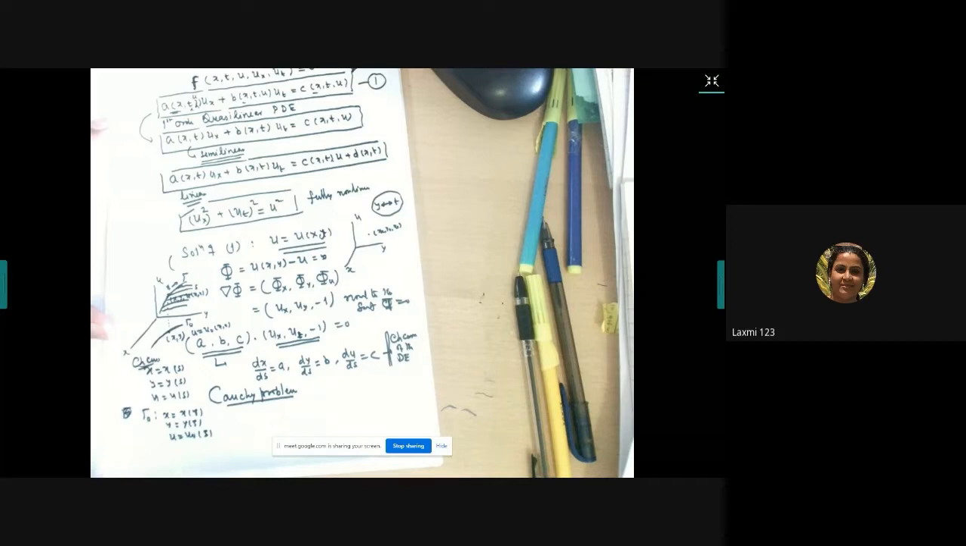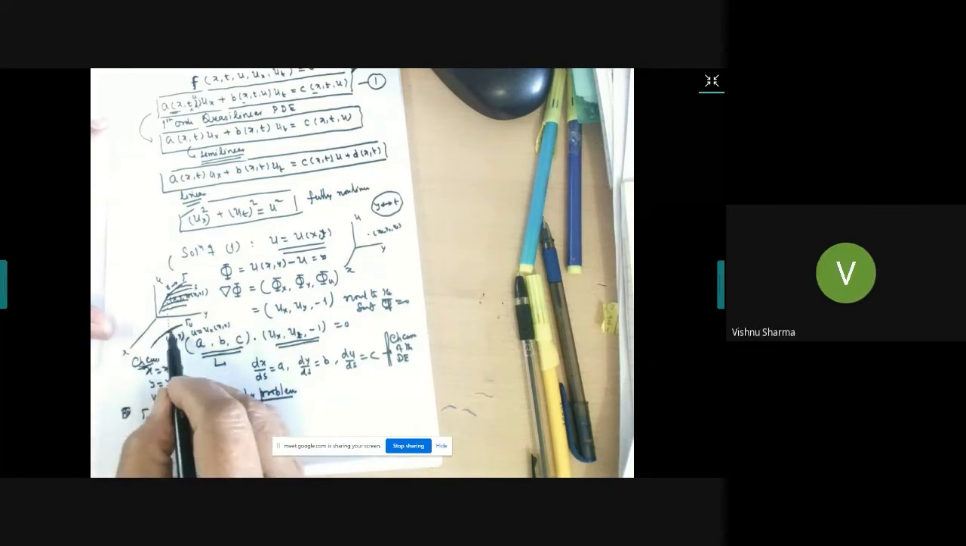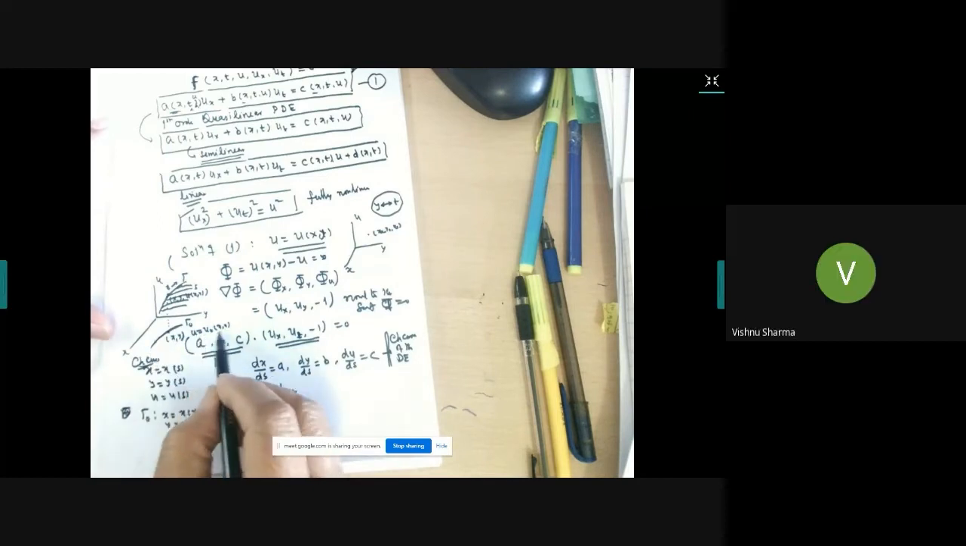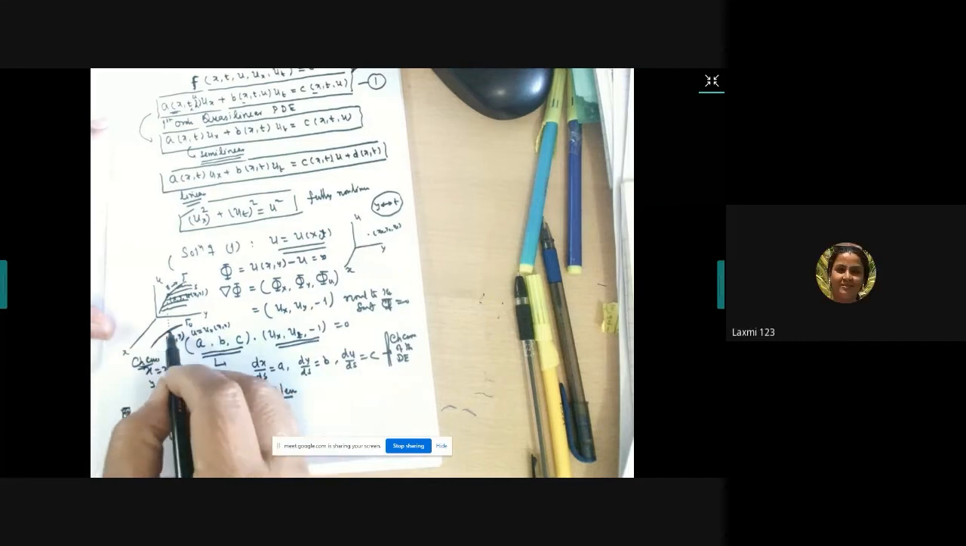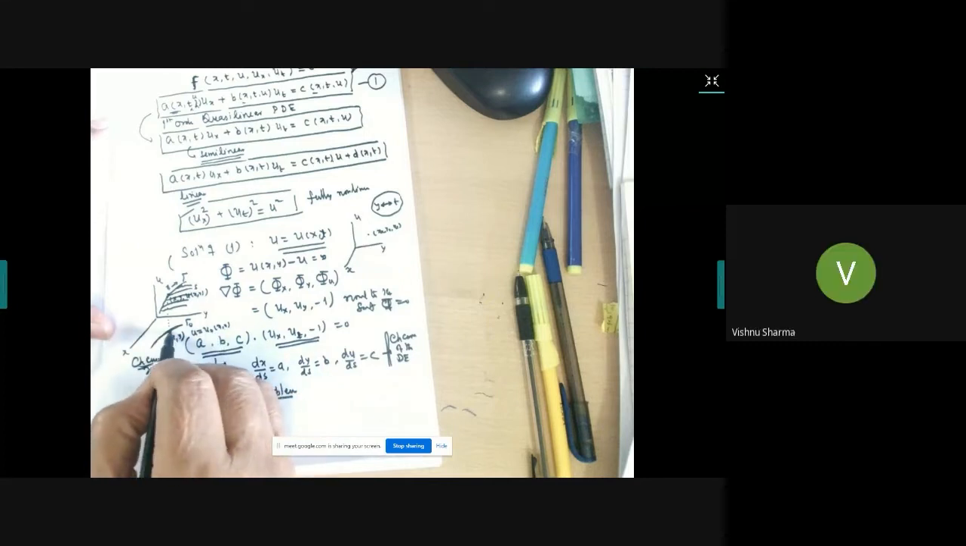We are looking for that solution u which satisfies the condition that on this xy plane it must have this prescribed value of u naught. The last step is not clear. This is specified, this is all right, and this is known. The height is known at each point.